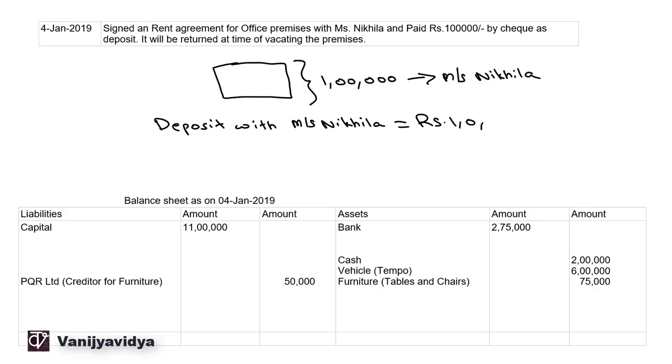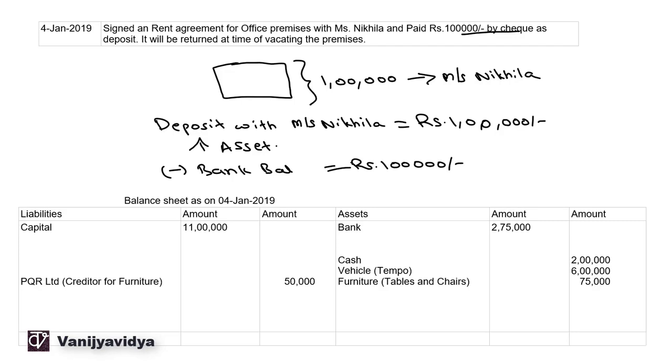So it's an asset. So there is an increase in asset and it's paid to her by check. So there is a decrease in our bank balance since we have paid it by check of rupees 1 lakh. So decrease in asset of 1 lakh. Now let's see the impact of this transaction on balance sheet. So this is a balance sheet. Now deposit with Miss Nikhila rupees 1 lakh. We have to record it in asset.